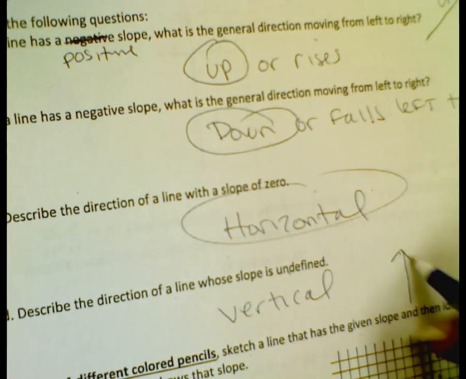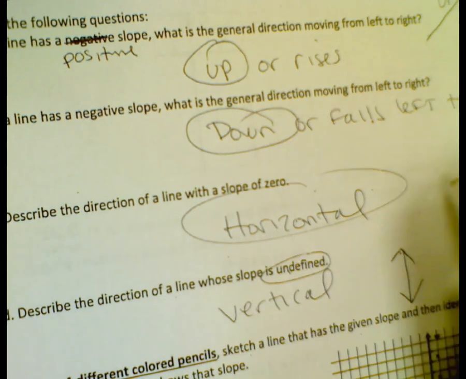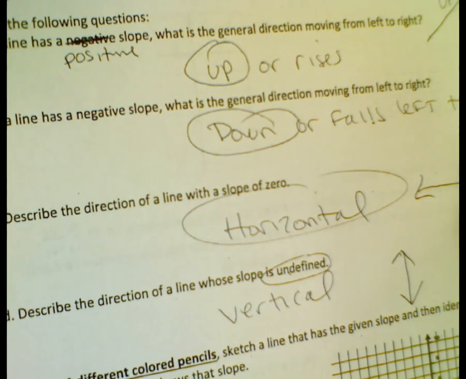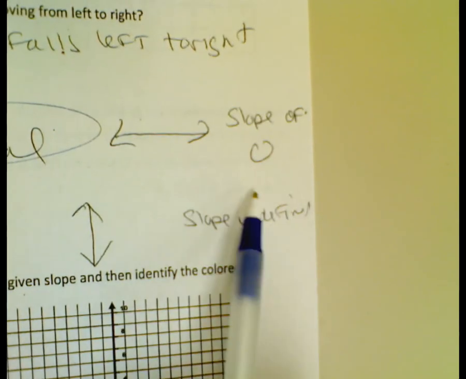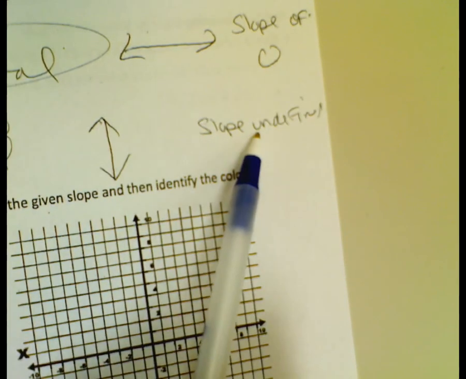Up and down. You can even draw it. This is what an undefined slope looks like. Horizontal looks like this. Slope of 0. Maybe give yourself some notes. Slope of 0. Slope undefined. Okay, write some little notes here. So a horizontal line has a slope of 0. A vertical line has an undefined slope.